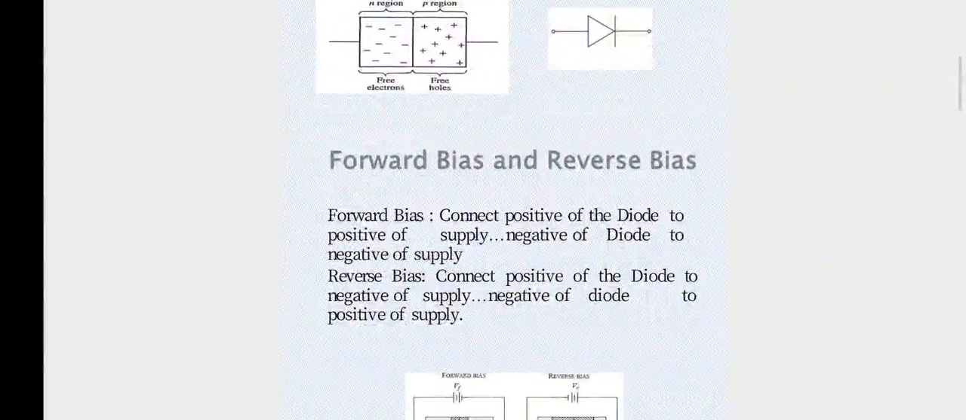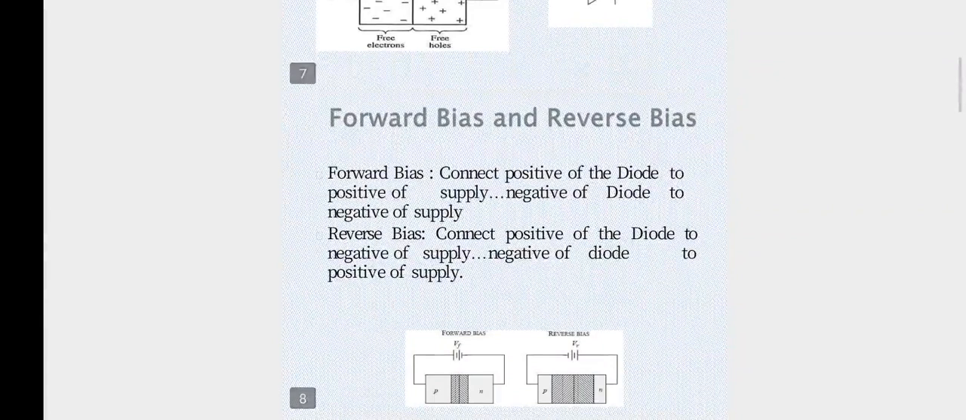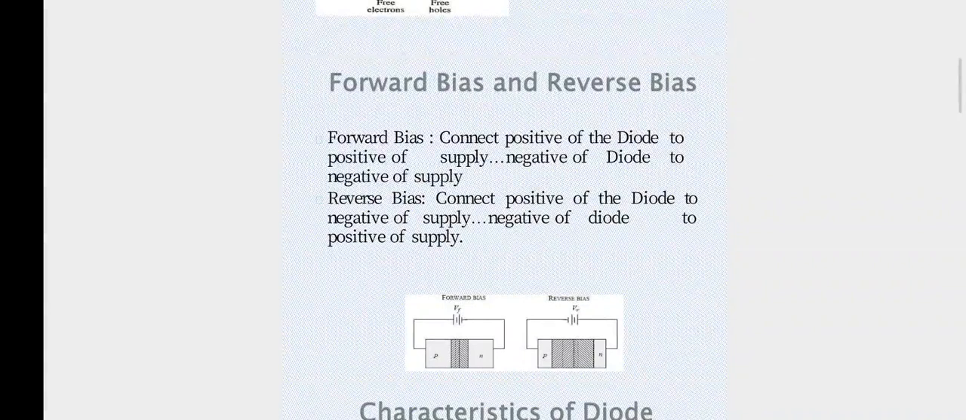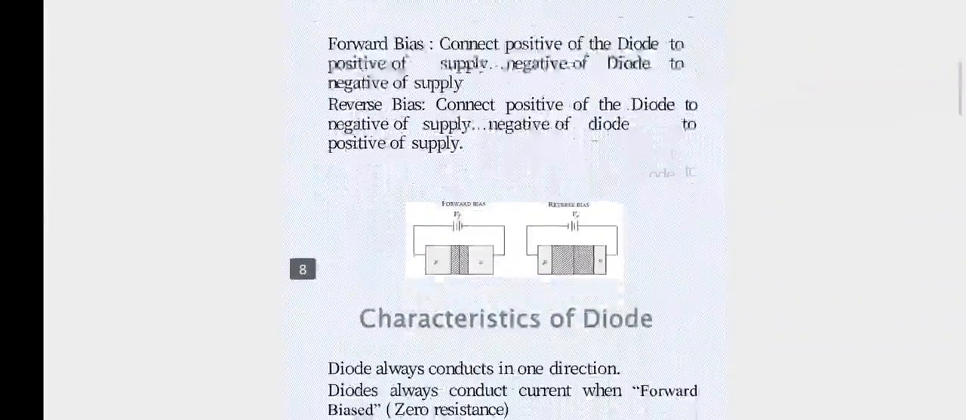Biasing the diode: biasing is nothing but making the device conduct. Bias is generally of two types, forward bias and reverse bias. Forward bias means connecting the positive of the diode to the positive of the supply, and the negative of the diode to the negative of the supply. Similarly, reverse bias means connecting the positive of the diode to the negative of the supply, and the negative of the diode to the positive of the supply. From the diagram, you can easily understand forward bias and reverse bias. Only in the forward bias condition will the diode conduct, and in the reverse bias direction the diode will not conduct.